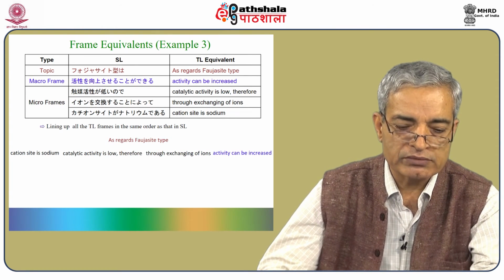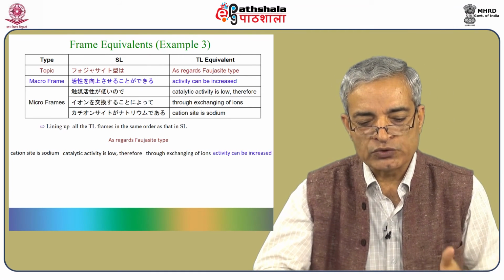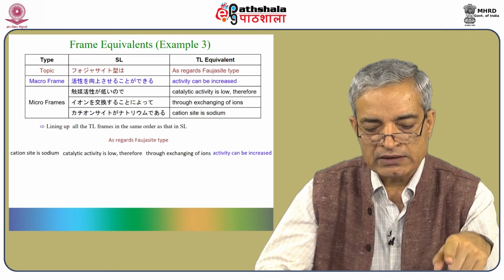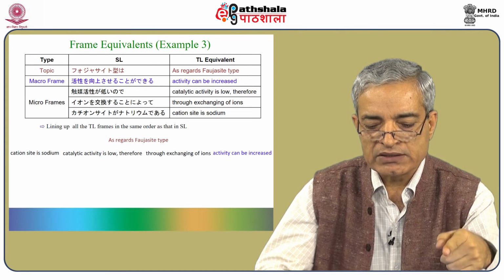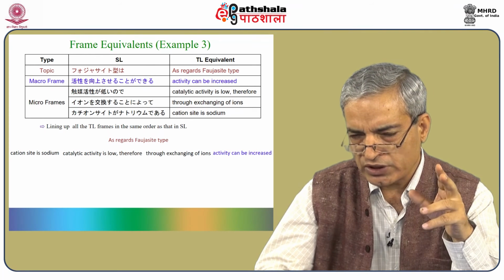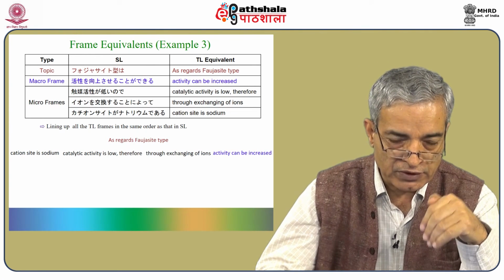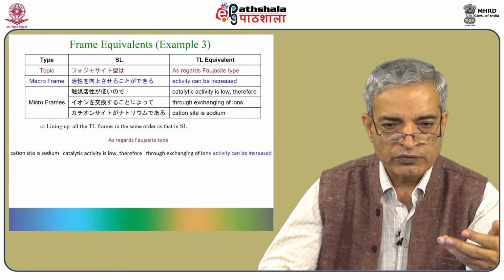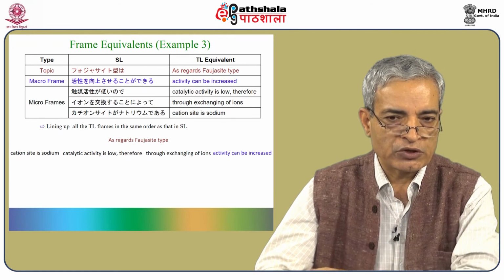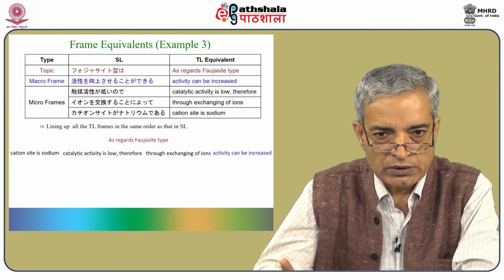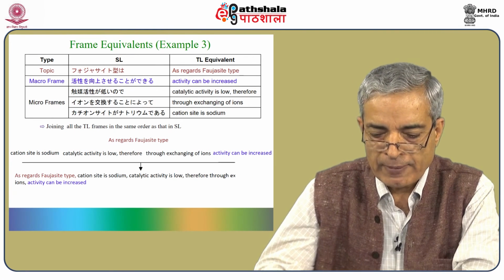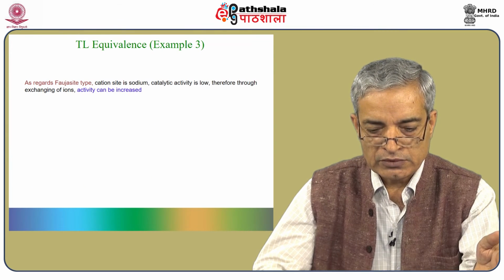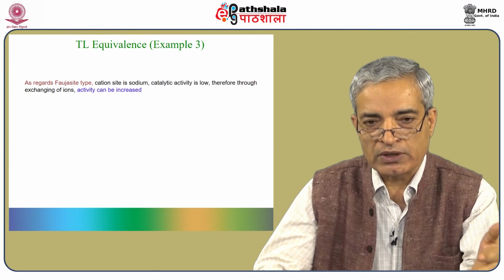It's so organized information. Line them up and you see, as regards faucet type, cation site is sodium, catalytic activity is low, therefore through exchanging of ions. Through exchange of ions sounds better, but here it's a verb use, so we are retaining the verb exchanging of ions. If you see later on, for better readability, you can change it because it will not change the tone in the ultimate context. And exchanging of ions, activity can be increased. Now, let's see if we can do something to fine tune it.